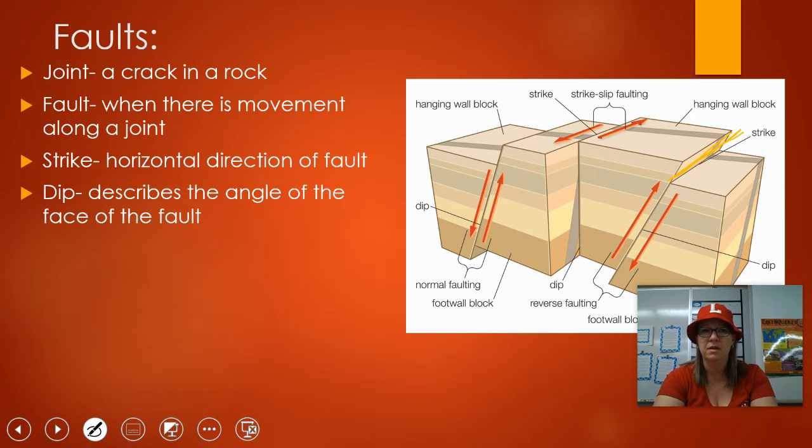The dip describes the angle of the face of the fault. Okay. So here are my blocks again. Okay. If this is the surface, this would be the strike of the fault. This would be the dip of the fault, okay? Because it has to do with the angle of the face of the crack. The crack isn't just at the surface, it extends underground in the rock, okay? Sometimes you get a straight dip, there's no angle, and then it could tip to either direction, okay? That direction is going to determine what kind of fault we have.